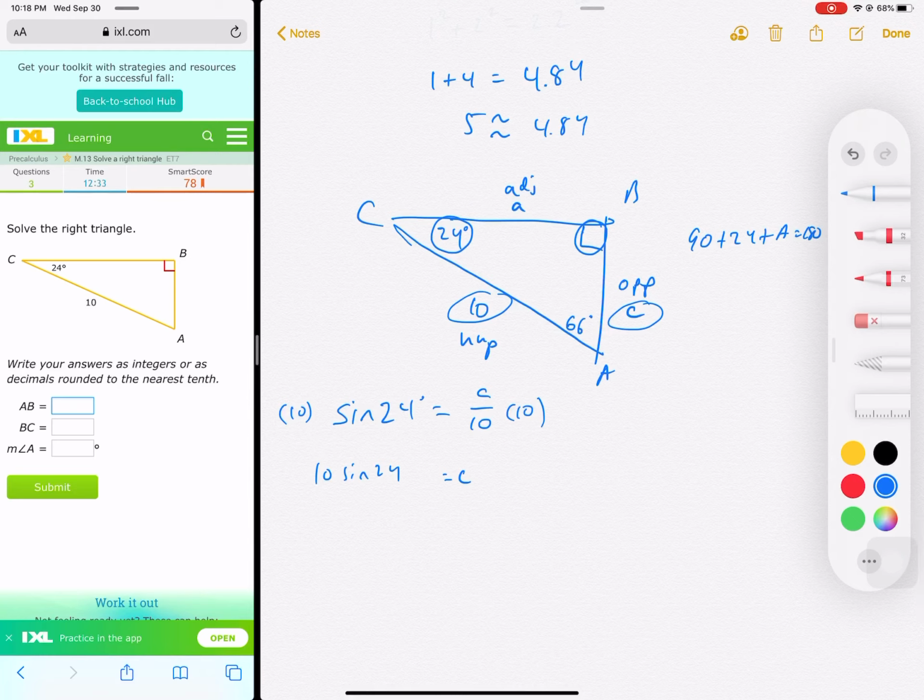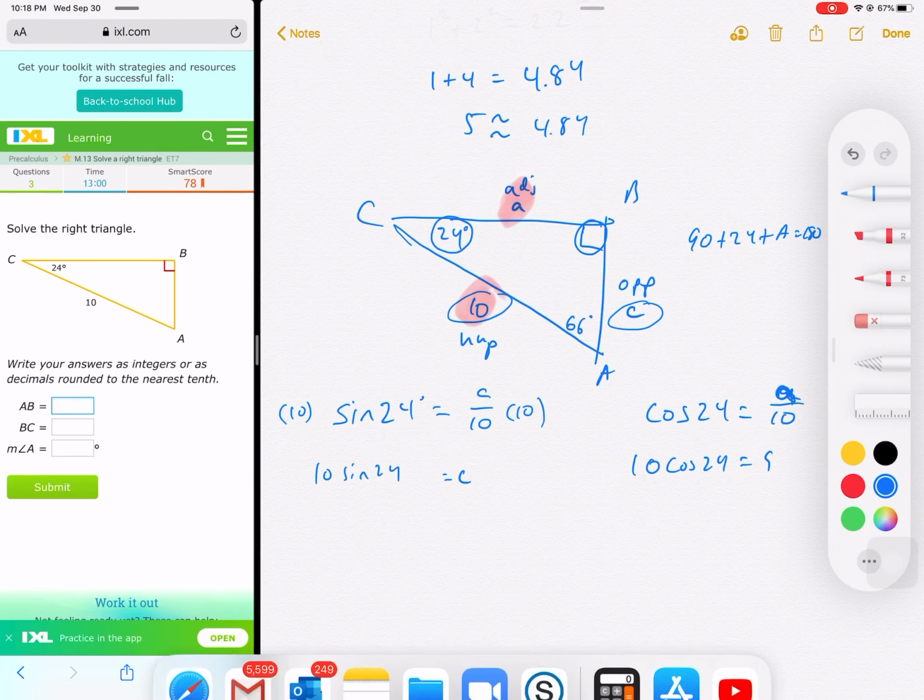Let's solve for A. So pick a side we don't know, pick a side we know. I don't know adjacent, I do know hypotenuse. Adjacent over hypotenuse is which trig ratio? Adjacent over hypotenuse is going to be cosine. And the whole goal is to just set it up. Don't try solving it yet, just set it up. After you set it up, you can make a decision to solve it. I want to multiply 10 to both sides. And that's just calculator work.